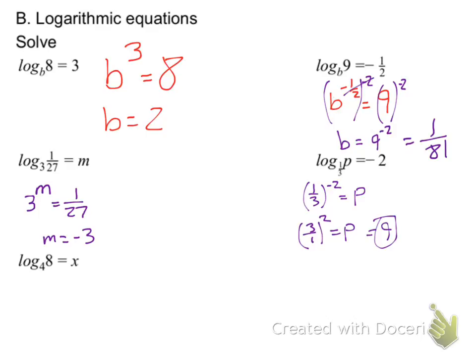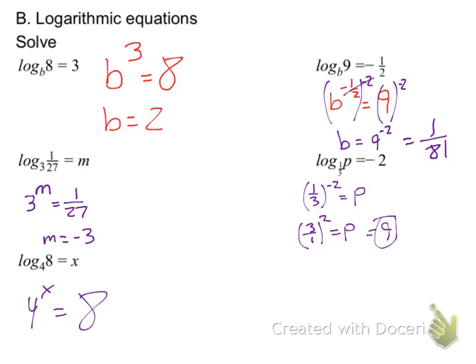Okay. The last one's interesting. The last one you have to use a little bit of thinking. I think most of us, if not all of us, should have gotten here, right? 4 to what power is equal to 8? Well, 4 to the first power is what? 4. 4 squared is 16. So you know it's got to be between 1 and 2. Is it 1.5? You think it's 1.5?